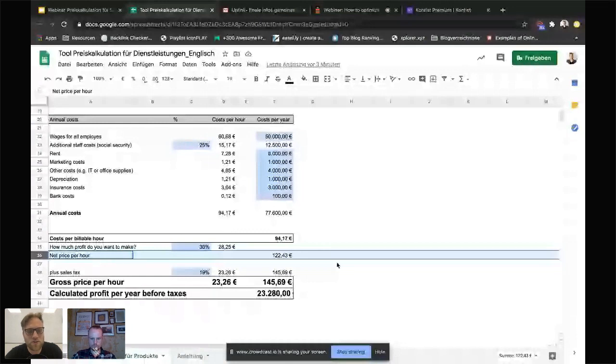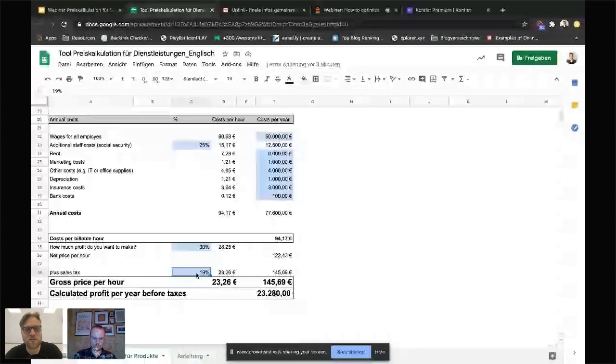And additionally on top, this is not interesting for B2B business. This is just interesting for B2C business or for specific market segments where the customer isn't able to deduct the VAT. It's, for example, insurance companies, some banks, where it's not possible, or of course the end customer.